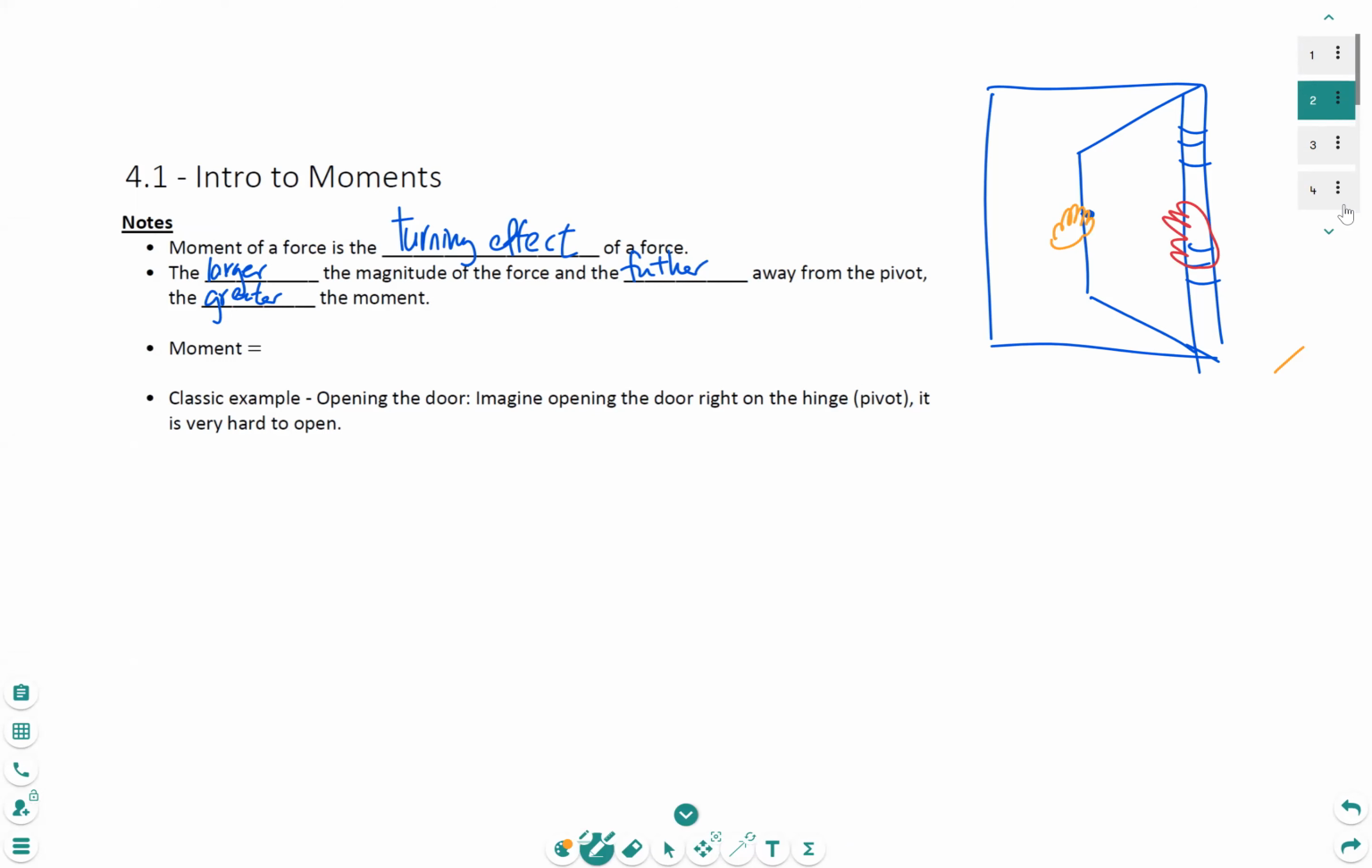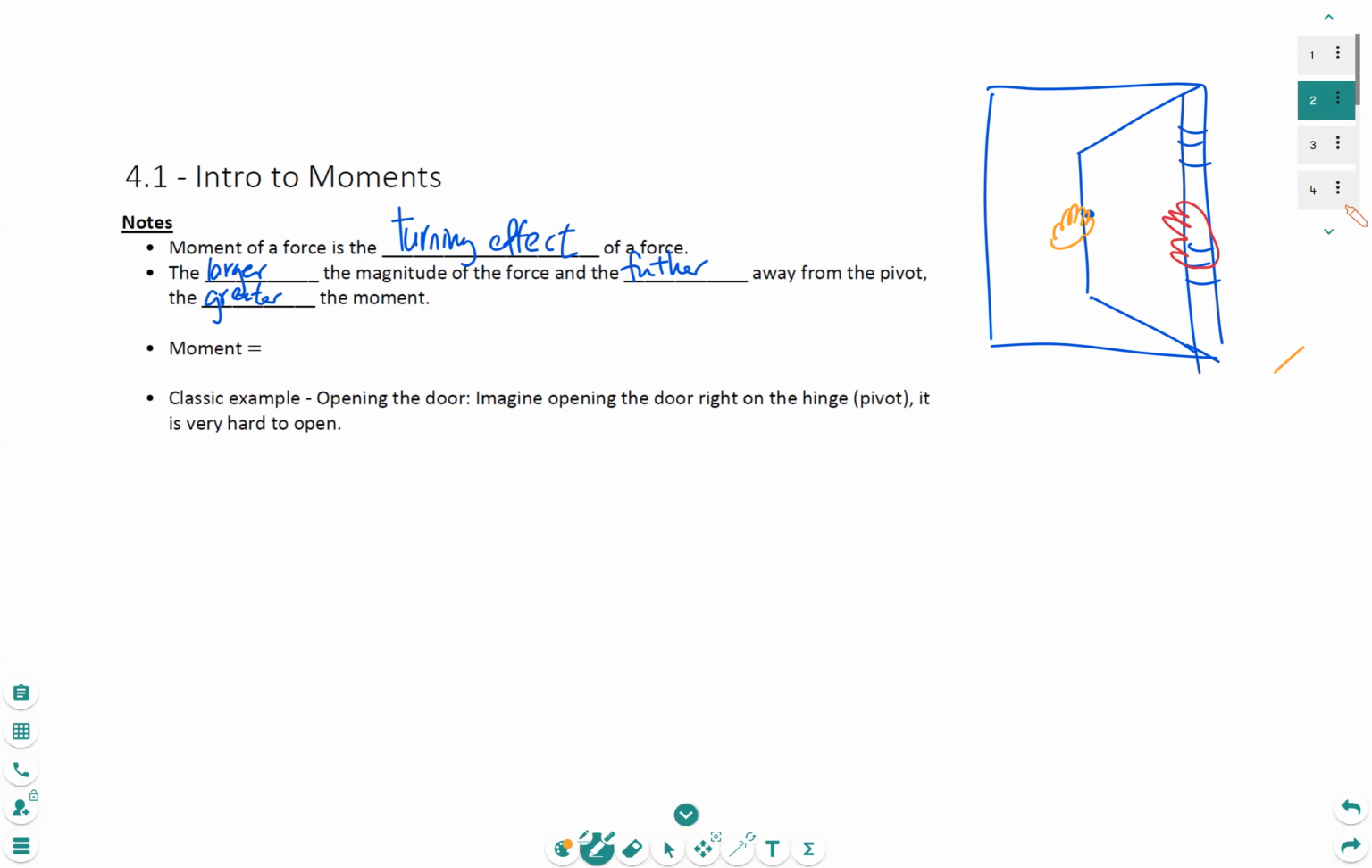Now, think about this. I want you to imagine if the red person tries to open the door on this side, through the hinge, what is going to happen? He will find it very difficult to open the door. Even though the orange guy and the red guy are using the same amount of force trying to open the door, the red guy will have to use so much more force to open the door as easily as the orange guy. Now, why is that the case?